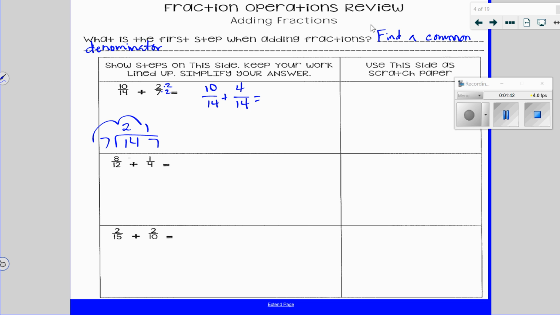And then once I have the common denominator, what's the next step in adding fractions? Just add the numerators. I don't do anything else to the denominator. It now stays the same. So 10 plus 4 is 14. I keep my denominator as it is. In our last step, my personal favorite, what do we do? Simplify it. So 14 over 14 becomes 1 whole.